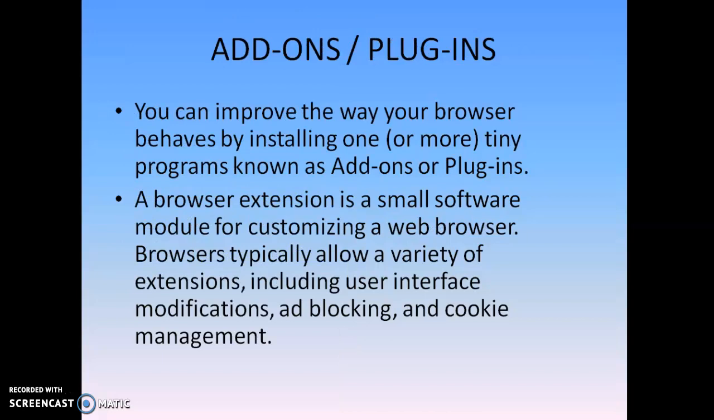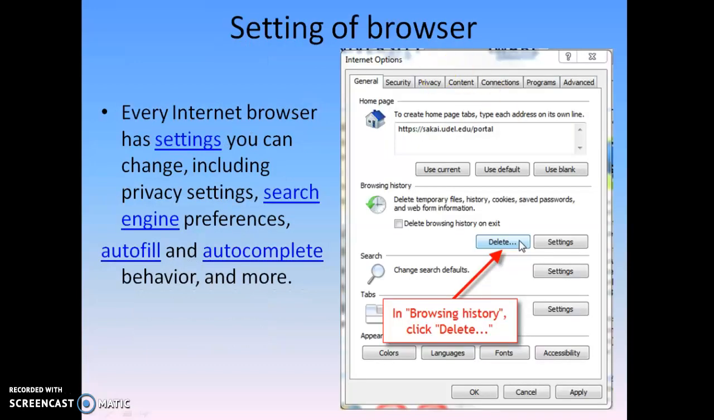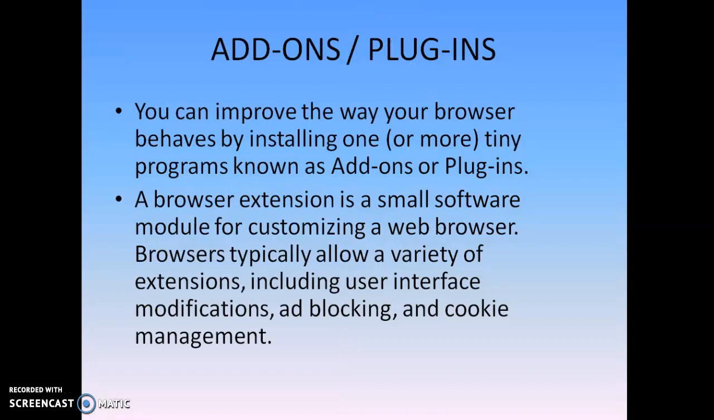Next are add-ons and plugins. As we can do settings of our browser according to our requirement, in the same way we can install some programs. These are small programs that we can install so that our browser can work properly or the performance of our browser can be improved. So these programs are called add-ons or plugins, and these are small programs that we can use to improve the behavior of our browser.